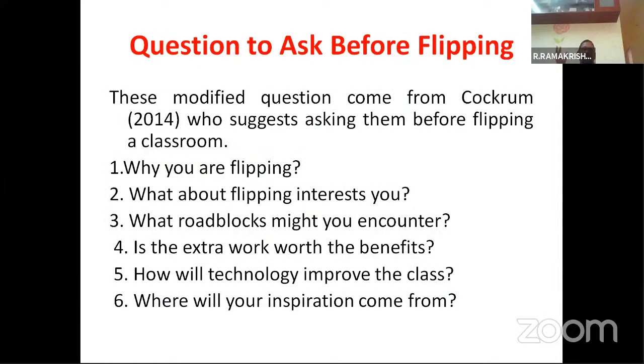Suppose you are going to implement a flipped classroom, a flipped learning system, you have to understand first whether it is really beneficial to the students. Then the students' interest also has to be considered, and whether the facilities are available to the students. Now internet is available everywhere, so no problem. Keeping the other aspects also in mind, you have to go for the implementation of the flipped classroom. So these are the major questions to be asked by yourself before implementing the flipped classroom.